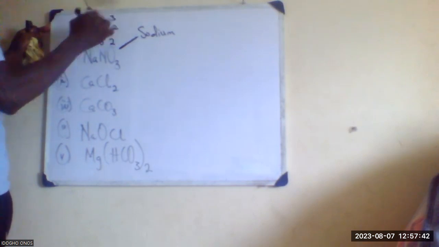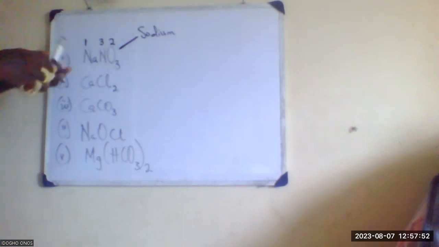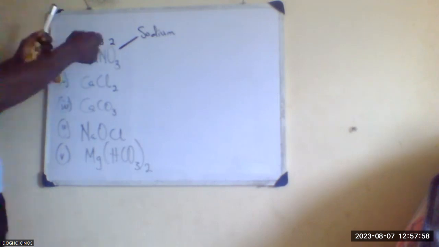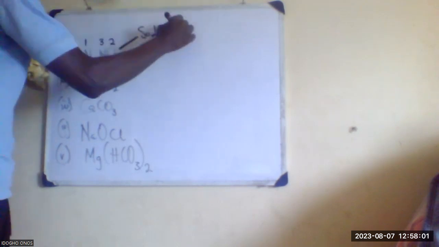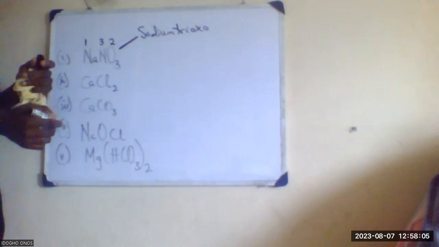Di when it is 2. Tetra when it is 4. Penta when it is 5. Hexa like that, and so on and so forth. Any question? So this is sodium trioxo. You know why it is already tri now.